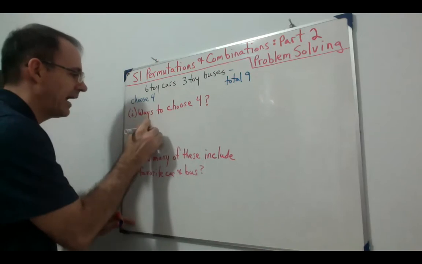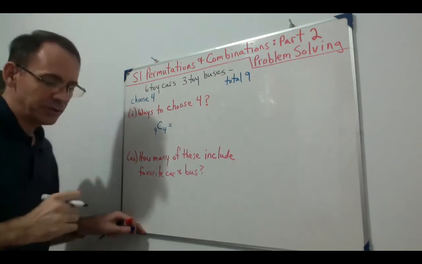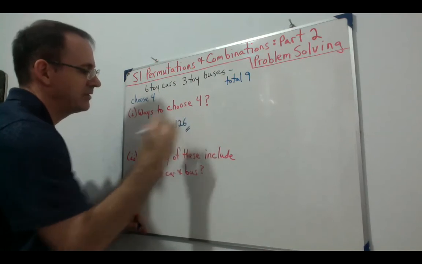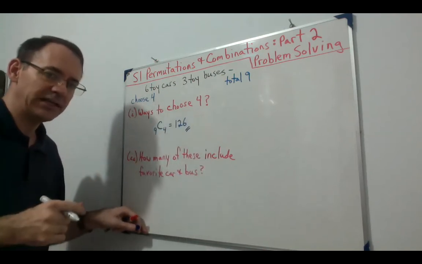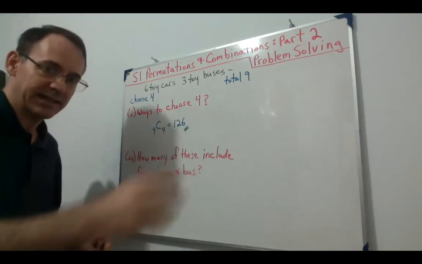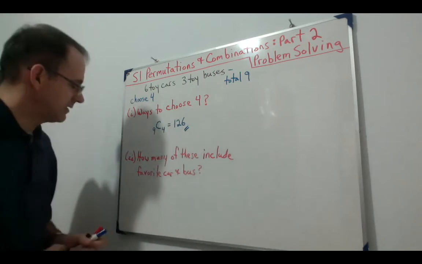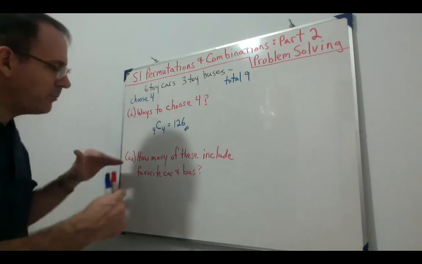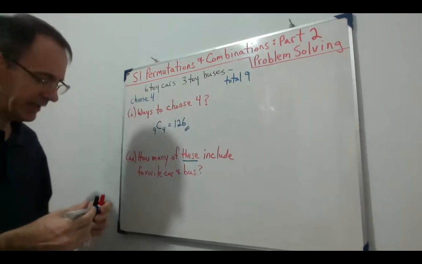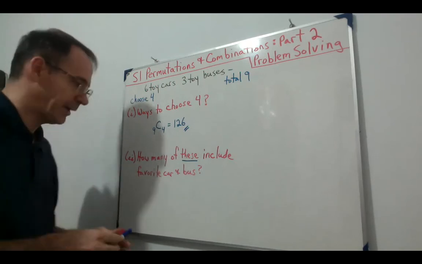We have 9 toys total, and we want to choose 4. And if you do 9 choose 4 in your calculator, you'll get 126. So there's 126 different possible combinations of 4 toys that he could take with him on his holiday. Now we move to the second question. How many of these, referring back to the 126, include his favorite car and his favorite bus?